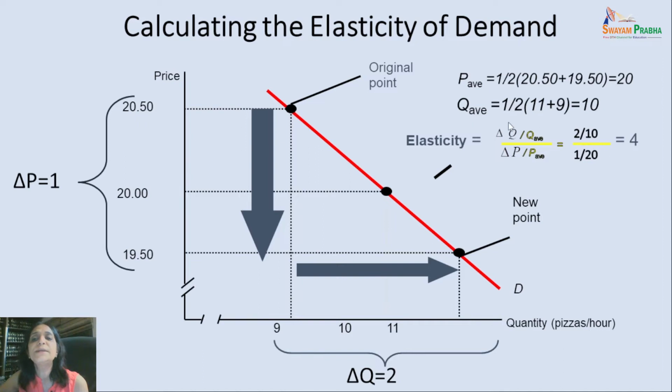This we are dividing by your change in P, which is 1, divided by average price 20. So 2 by 10 upon 1 by 20 will give us 4. So this gives us your elasticity of demand. And this is how we find elasticity of demand using the arc method, wherein we take the change in price and change in quantity, but for the purpose of the denominators, we take average quantity and average price.